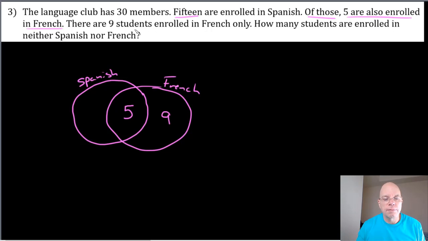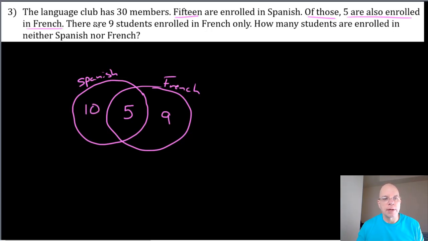So in order to finish this, we have to go back through the clues. The language club has 30 members. I still can't really do anything with that because some of the members might not be taking Spanish or French. The next clue says 15 are enrolled in Spanish. Well, that means the sum of these two numbers has to be 15. And since 5 are also taking French, there must be 10 taking Spanish only.